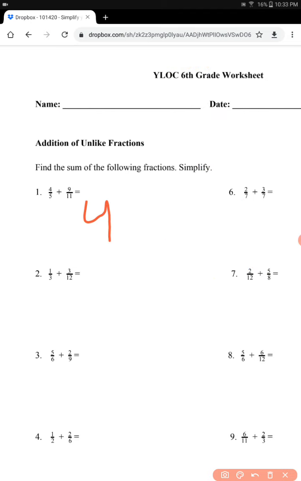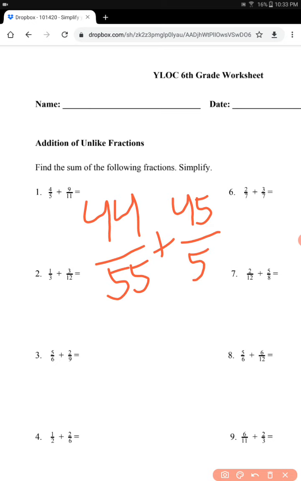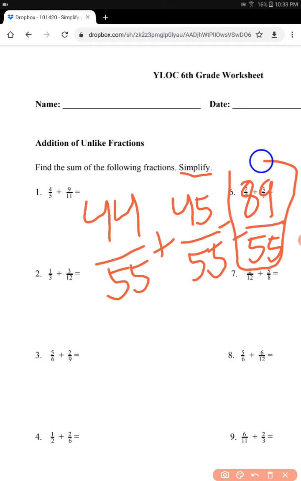So 44 over 55 plus 45 over 55. And now that we have the same common denominator, we can just add these, and that equals 89 over 55. And then it asks us to simplify, but since 89 is a prime number, it looks like it cannot be simplified any further. So this will be our final answer here.